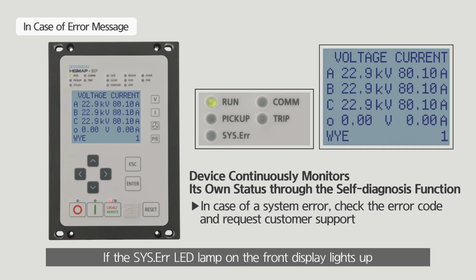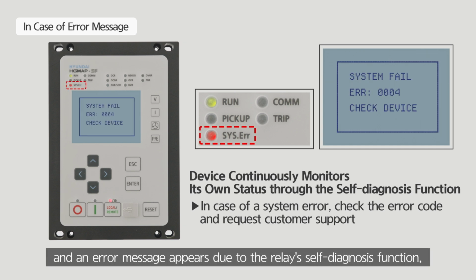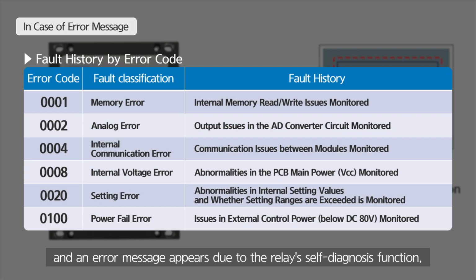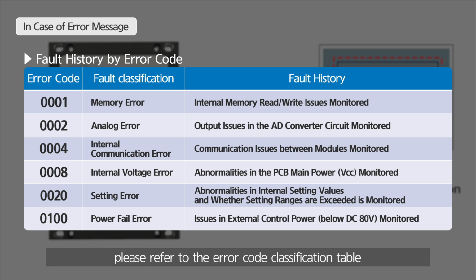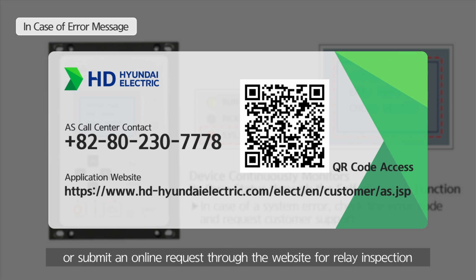If the system error LED lamp on the front display lights up and an error message appears due to the relay's self-diagnosis function, please refer to the error code classification table and contact the AS call center by phone or submit an online request through the website for relay inspection.